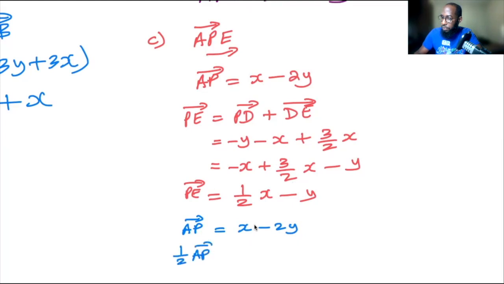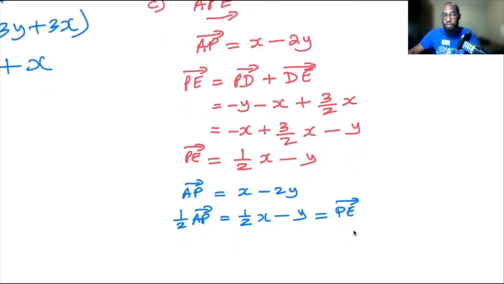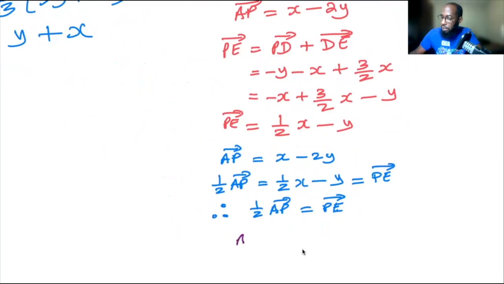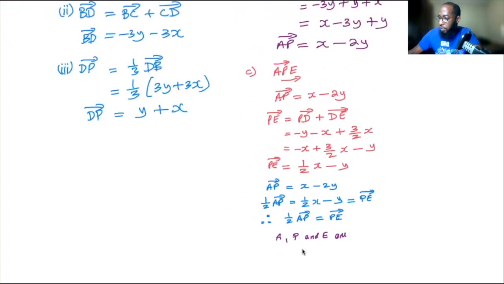So it simply means a half AP is equal to a half x, because a half times x is a half x, and minus a half times 2y is simply y. So this here is the same thing as this on top here, which is equal to PE, right? Since a half x minus y is equal to PE, we write PE here as well. So we can say, therefore, a half AP is equal to PE. And we can conclude that A, P and E are collinear.